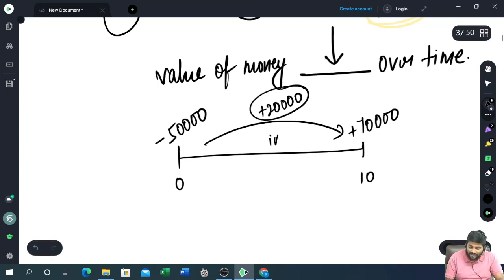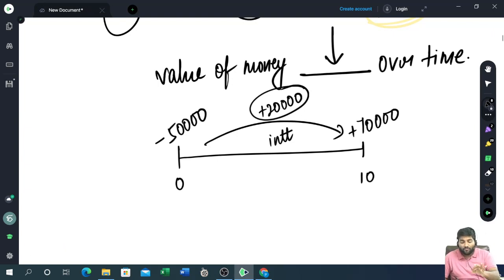is known as interest. And why do we pay interest? Because value of money decreases over time. We are paying this extra 20,000 to the person to compensate for the loss in the value of money. Why are we paying this 20,000? To compensate for the loss in the value of money.